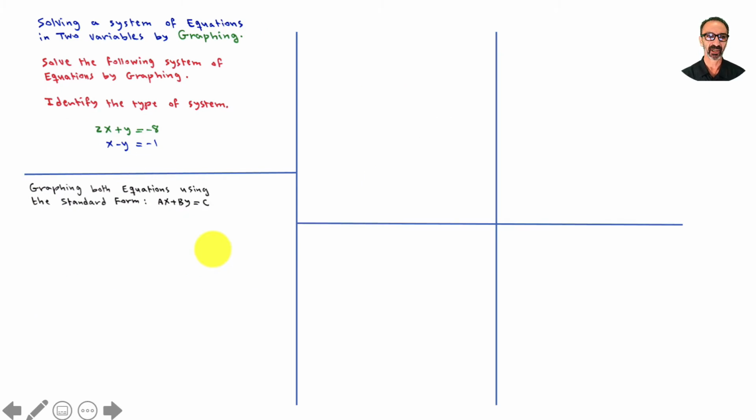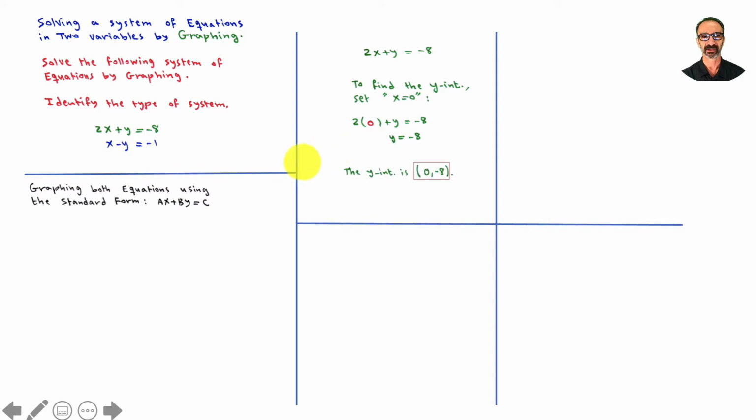This time I'm going to do it by using the standard form ax plus by equals c. It's written to me in standard form. And to use the standard form, we use the x-intercept and the y-intercept concept. Here we go. The first equation, 2x plus y equals negative 8. To find the y-intercept, we set x equal to 0. As you could see, while you are on the y-axis, your x is 0. And that's how we do it. This cancels, and I get y equals negative 8. So 0, negative 8 is my y-intercept.